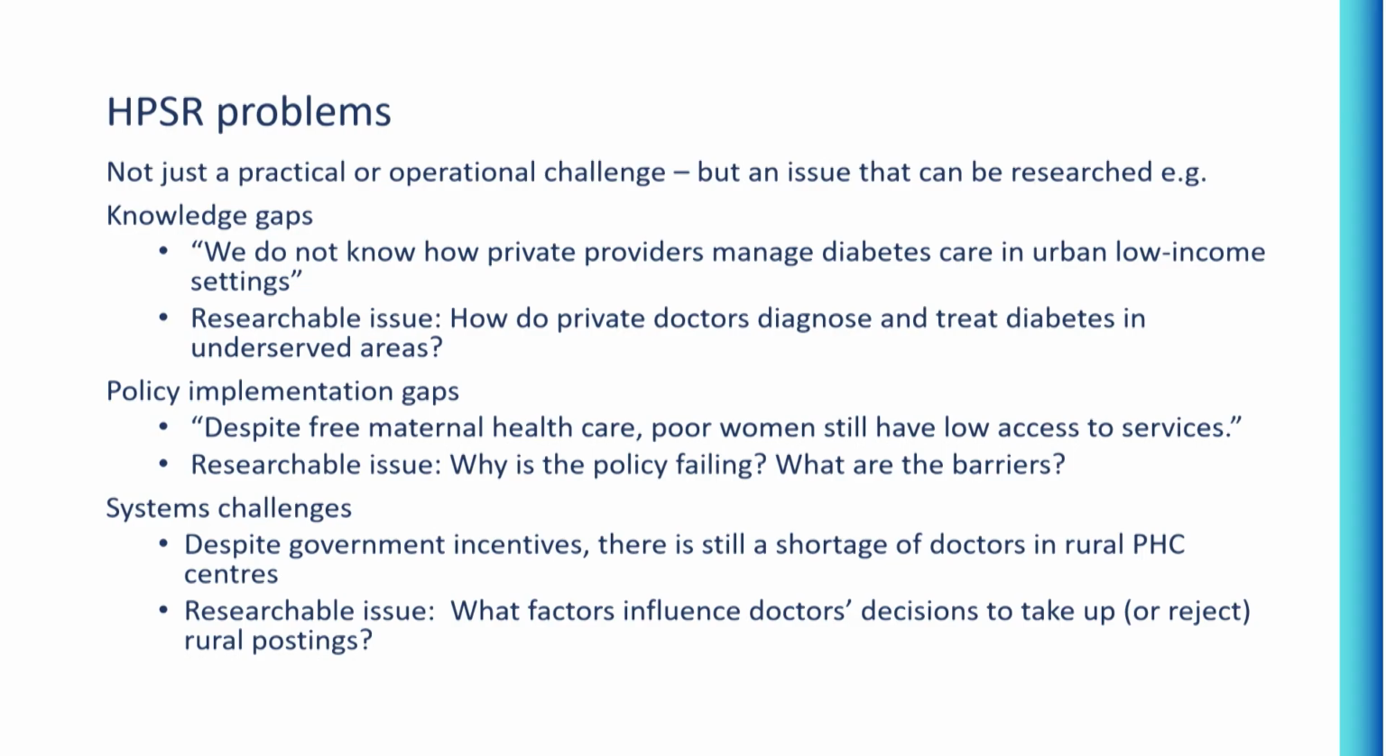It could be a policy implementation gap, like we said. So the example I just had, despite free maternal health services, poor women are still having low access. Why is the policy failing, or what are the barriers? That's your implementation gap question. Or it could be a systems challenge. So despite government incentives, whatever financial or non-financial incentives to attract people to work in rural and remote areas, there's still a shortage of doctors in rural primary healthcare centers. So your issue is, what factors are influencing doctors' decisions to take up or to reject those rural postings?